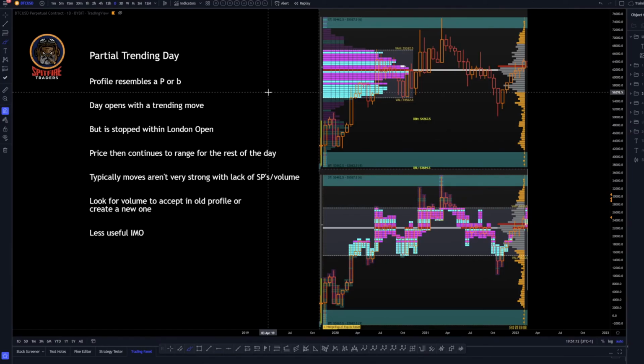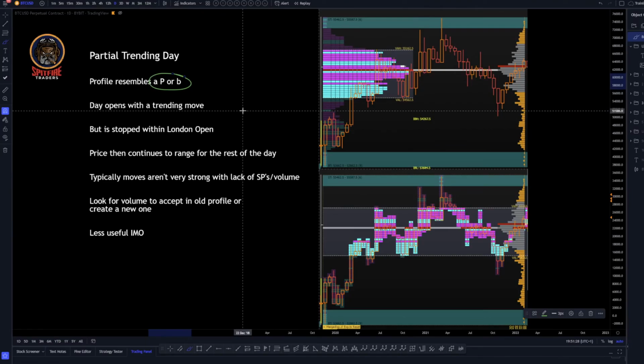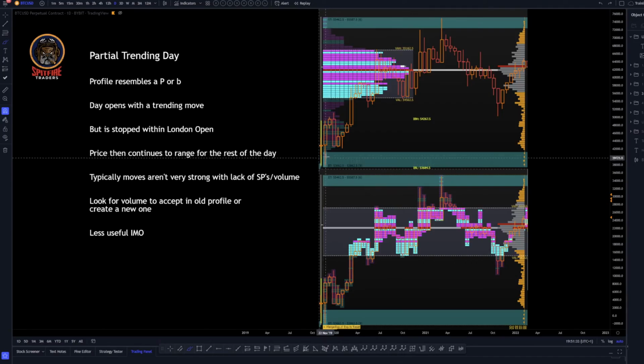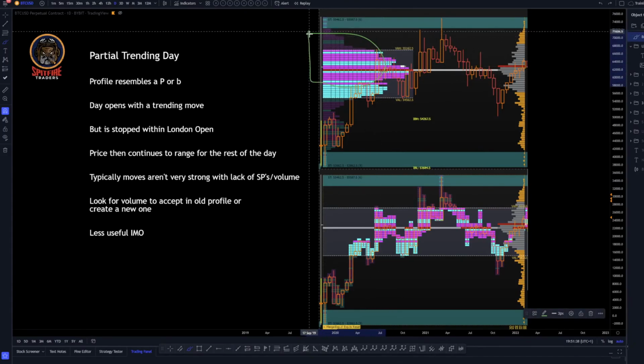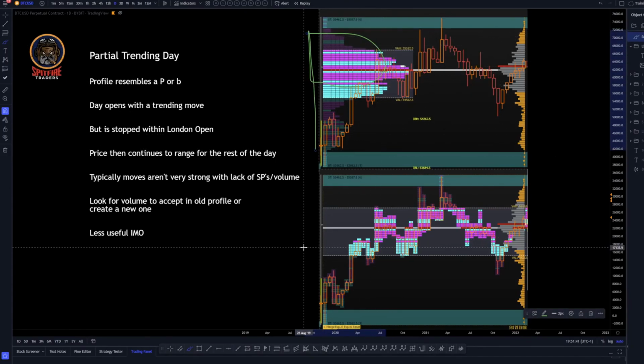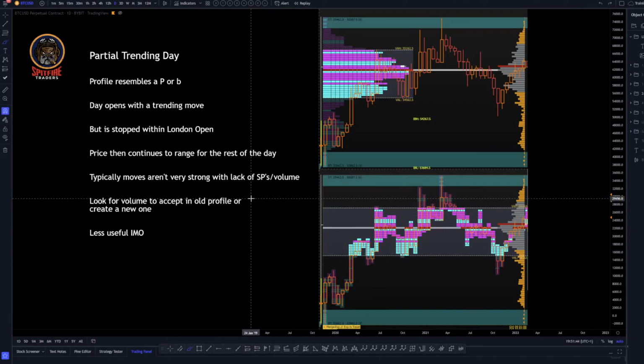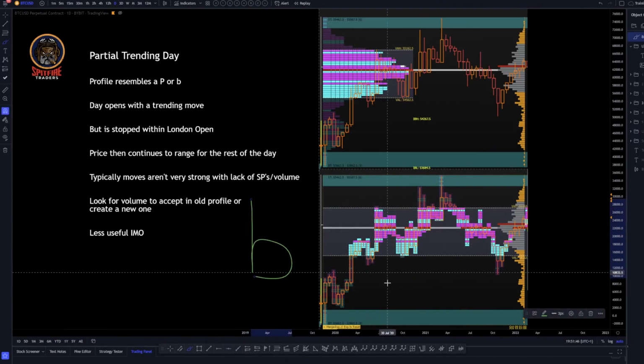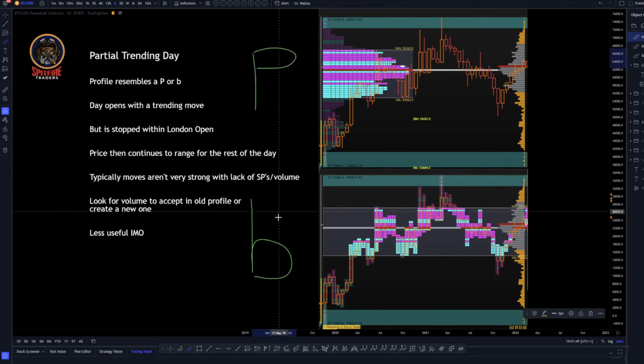Now, this one is probably my least favourite, and I'll explain why. This is what you call a partial trending day. You'll hear traders talking about this. Traders refer to these as P or B days. When you look at the profile, you can see quite clearly you've got your push up, and then you've got your P, like that. Obviously if it was the other way and we push down, then you'd form a B like this. So you get your P days and you get your B days.